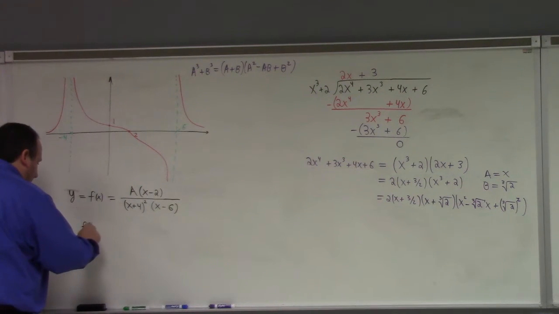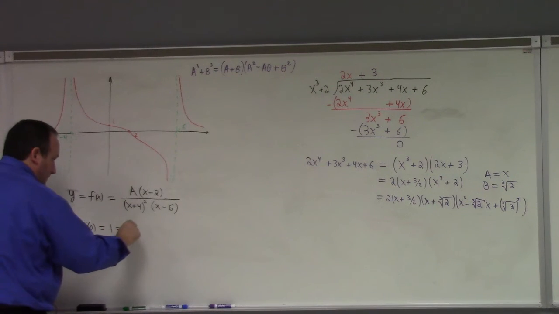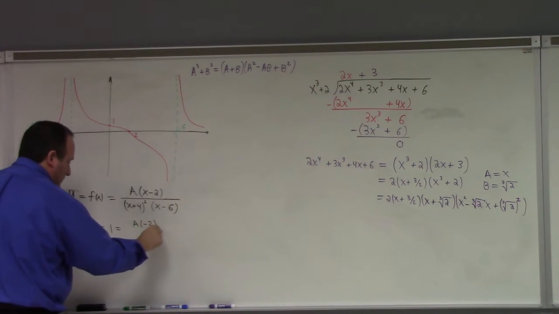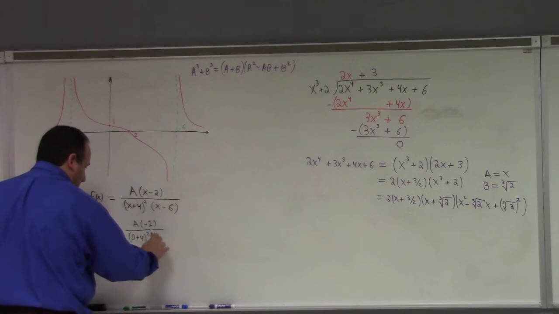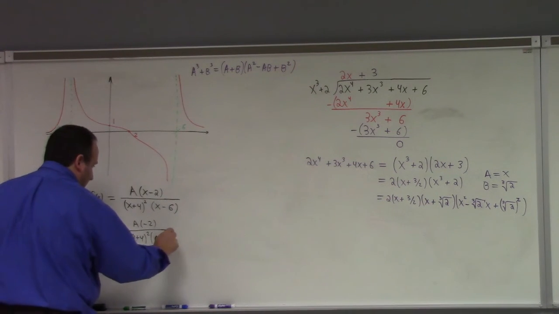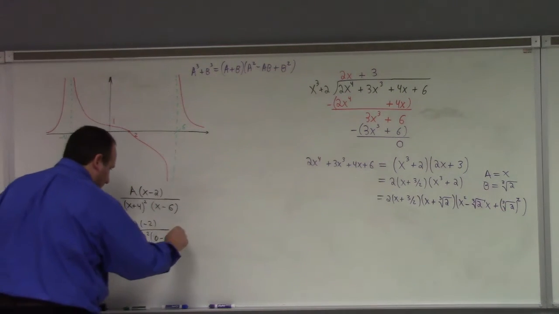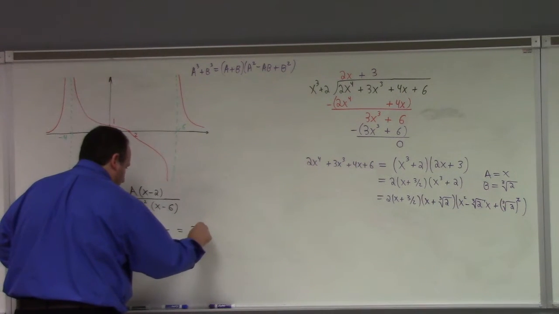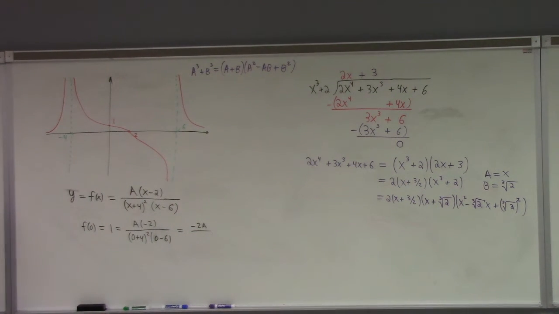We want f of 0 to be what? 1, right? So we have a times minus 2 over 0 plus 4 quantity squared times 0 minus 6. So I'm just plugging 0 into the formula. What's that give me? Looks like minus 2a over 16 times minus 16 times 6, which is, I believe, minus 96, right?